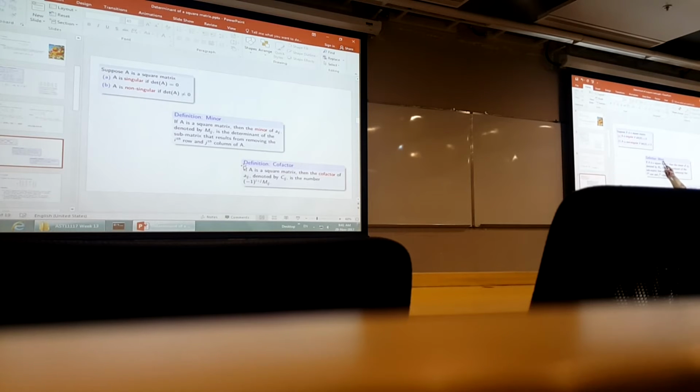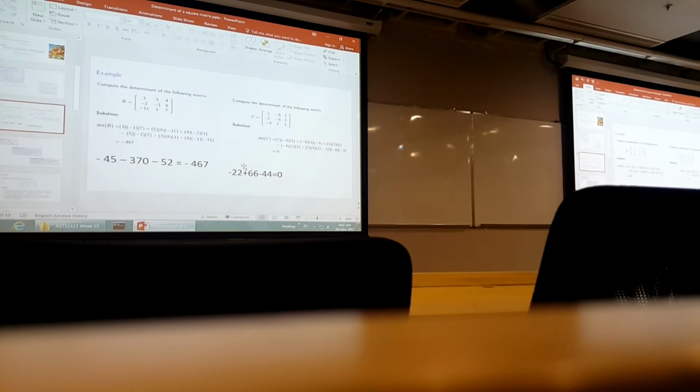Two more definitions. One is called minor, the other is called cofactor. What is the minor of a matrix? We look at a matrix of equal number of rows and columns. In every position, there are 9 positions here, 3 by 3. Every position's minor is the determinant of the numbers disregarding the row and column in that position.